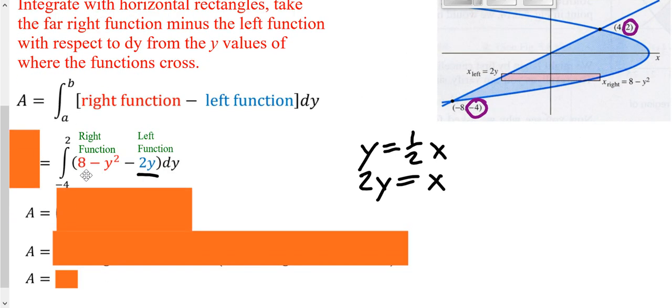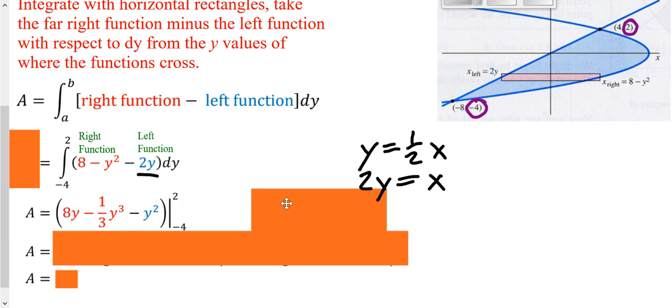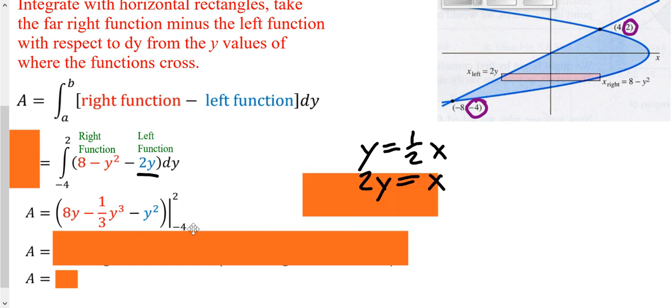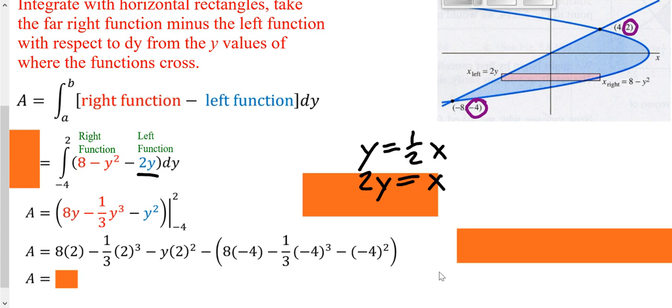Well, all we have to do is integrate. That's pretty easy to integrate. You get 8y minus 1/3 y cubed minus y squared. Evaluate that from here to here. So plug in your 2 minus what you get when you plug in -4. And then I would probably just type this all into my calculator at once, or you can do it by hand. Either way, you still get 36, which is good because it's the same problem we just did, so you should get the same answer.